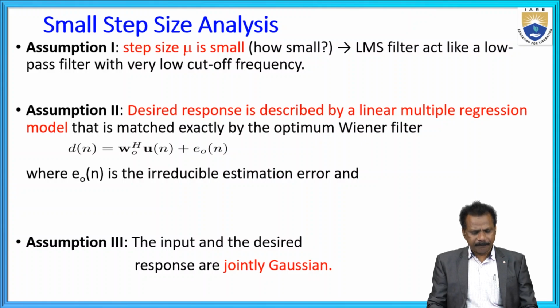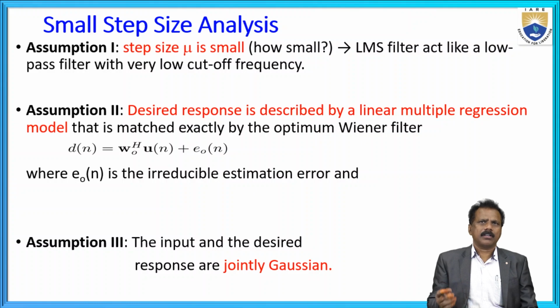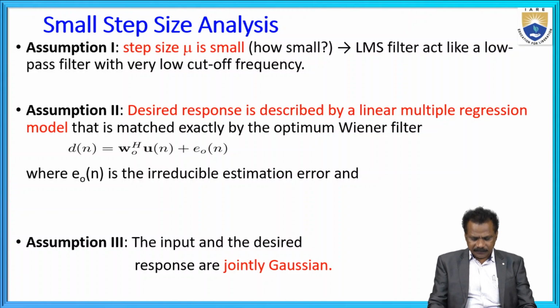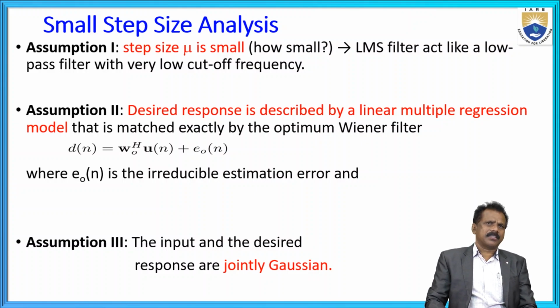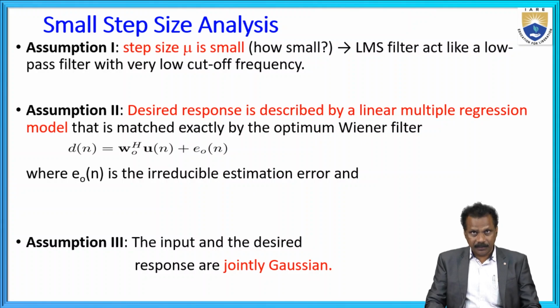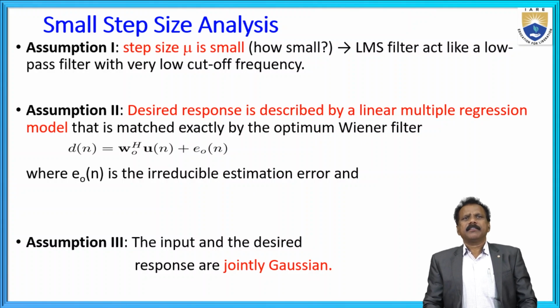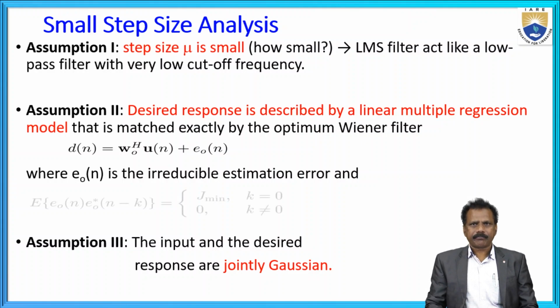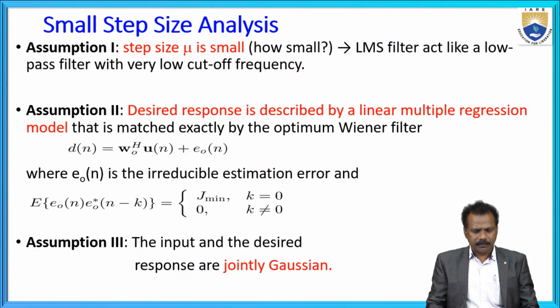With the third assumption, the input and the desired response are jointly Gaussian. Using the small step size analysis, we use the first, second and third assumptions to decide that our algorithm is suitable for the desired purpose. Here E naught of n is the irreducible estimate error, and we can consider E naught of n, E naught of n minus 1, and so on.